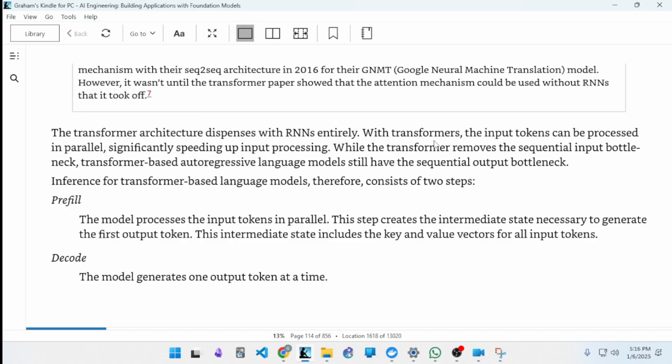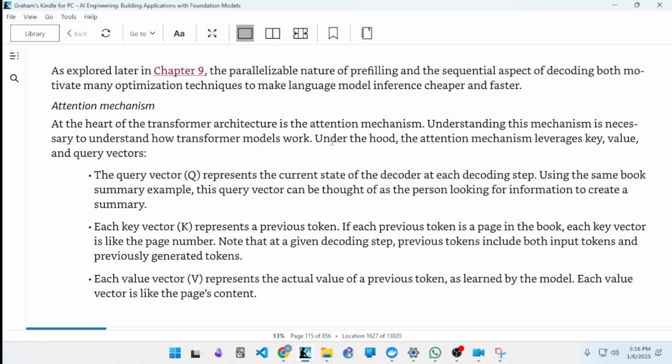Prefill. The model addresses the input tokens in parallel. This creates the intermediate state necessary to generate the first output token. This intermediate state includes the key and value vectors for all input tokens. Decode. The model generates one output token at a time. As explored in Chapter 9, the parallelizable nature of prefilling and sequential aspect of decoding both motivate many optimization techniques to make language model inference cheaper and faster. Attention mechanism. At the heart of the transformer architecture is the attention mechanism.